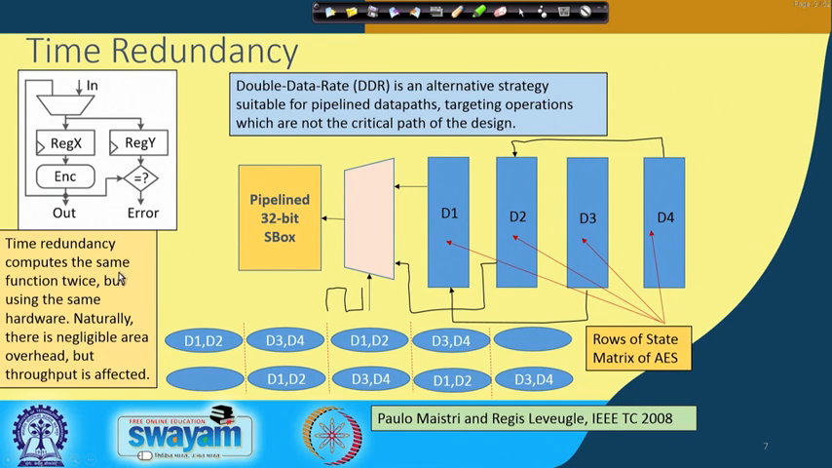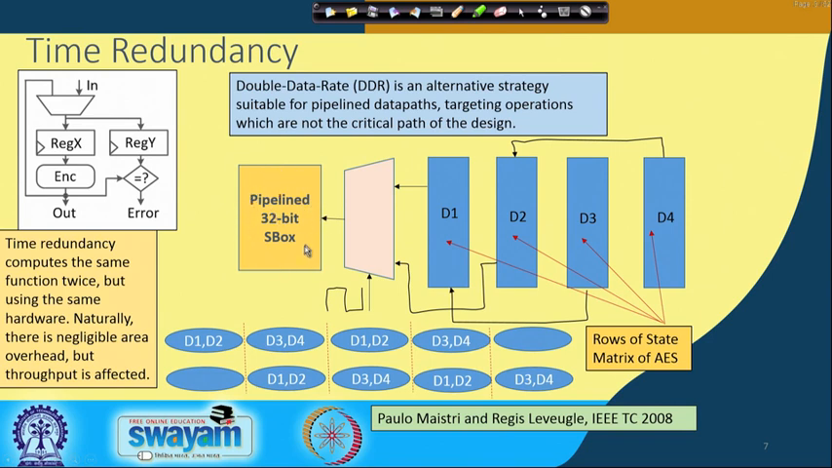Now, in order to alleviate both the throughput as well as the resource requirement, and get the advantage of time redundancy, there was an interesting proposal published in IEEE Transactions on Computers in 2008. This technique is called double data rate, or DDR. DDR is an alternative strategy which is often suitable for pipelined data paths targeting operations which are not on the critical path of your design. Let me illustrate this with this particular picture.